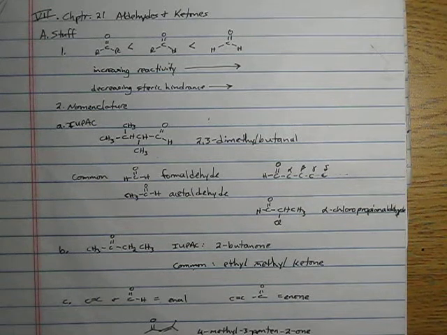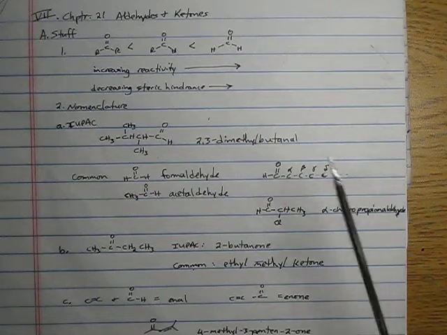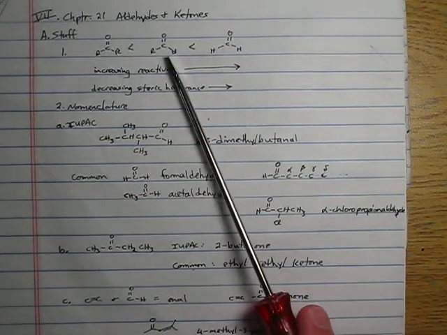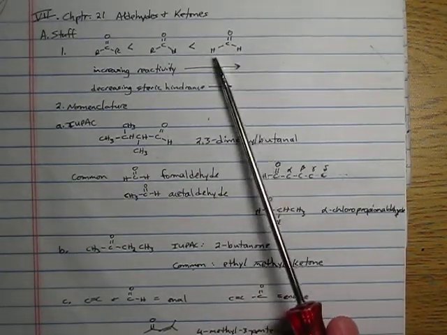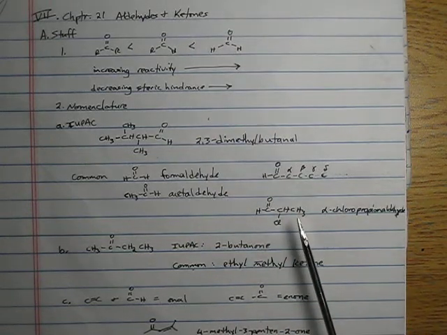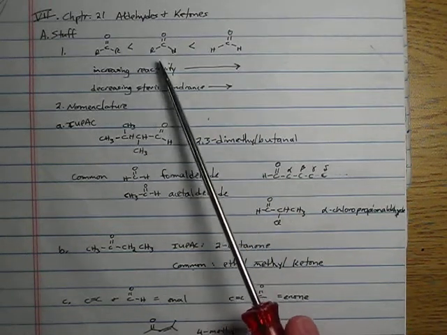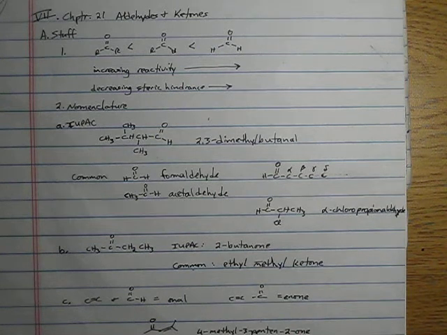All right, chapter 21, aldehydes and ketones. Let's go through some of the basic stuff, the real easy stuff to begin with. First of all, if we have a ketone versus an aldehyde with two hydrogens on the carbonyl carbon, we see that aldehydes are more reactive than ketones. This is due to two reasons.